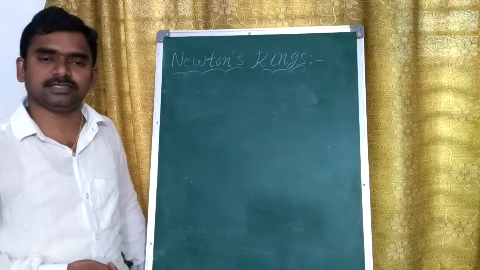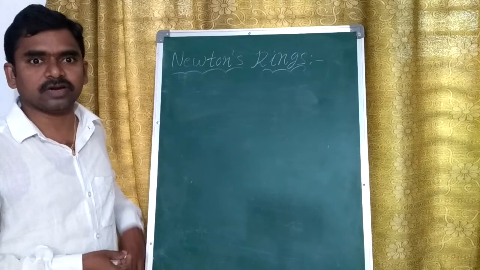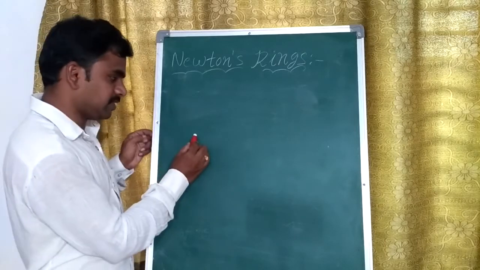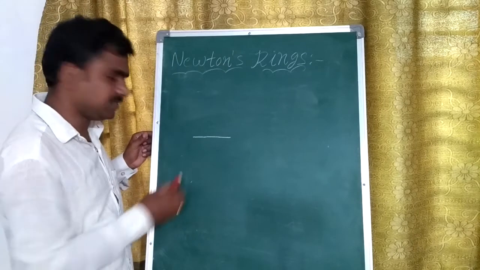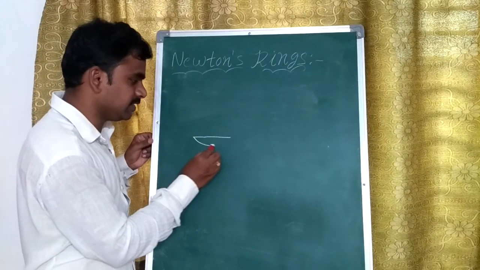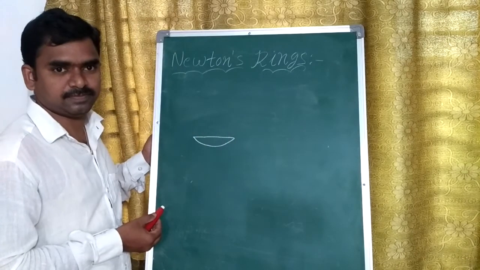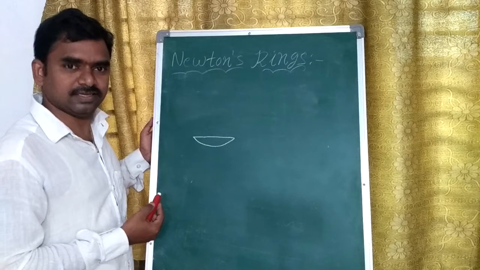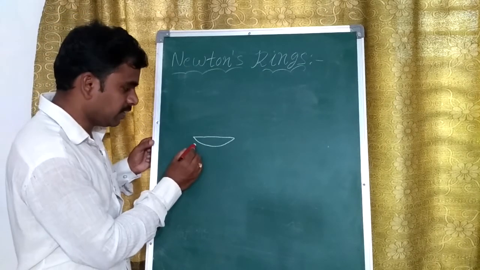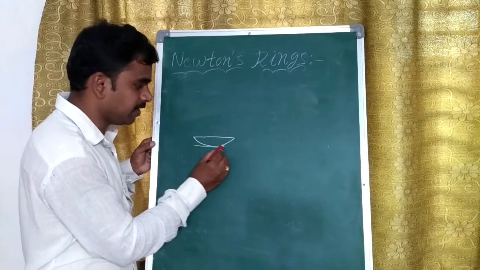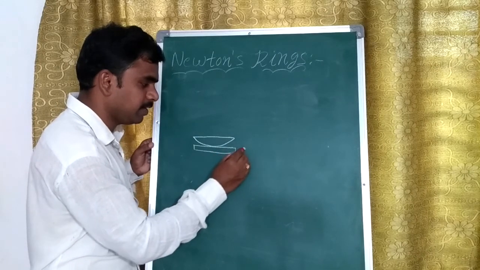To explain this concept, I would like to take a plano convex lens. Plano convex lens means one of the surfaces is a plane surface and the other surface is a curved surface. This is called a plano convex lens, whose focal length is very large. I want to place this on a plain glass plate. This is a plain glass plate.